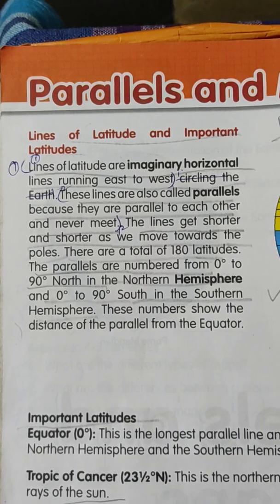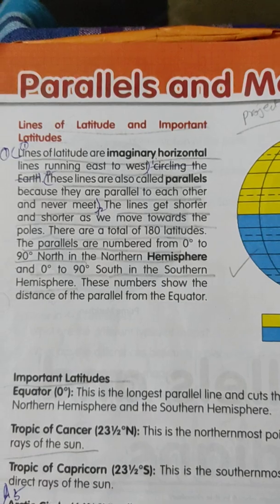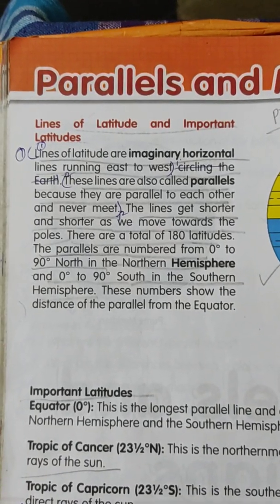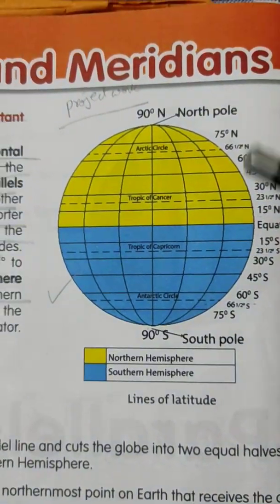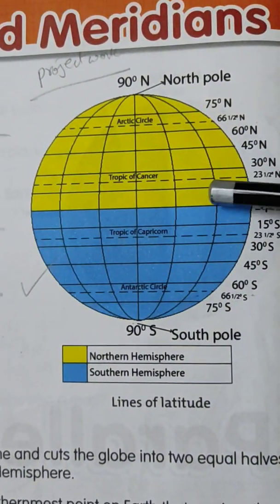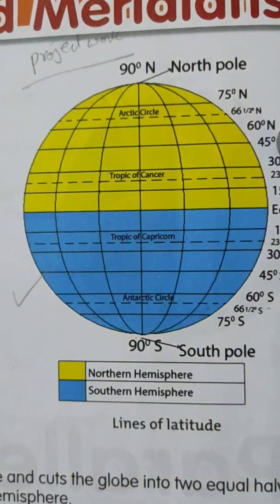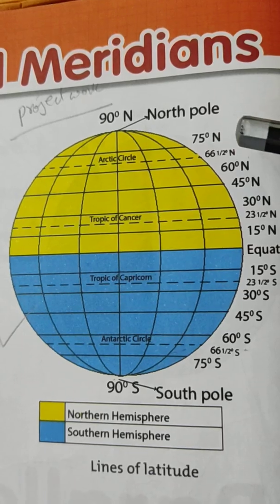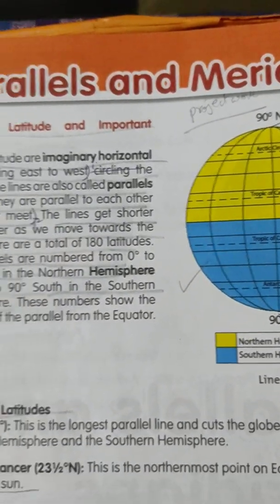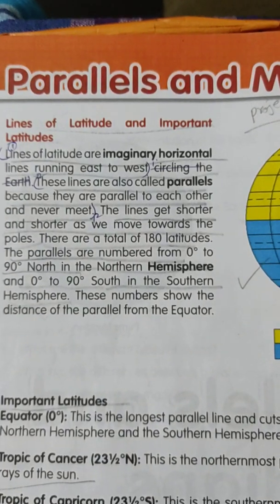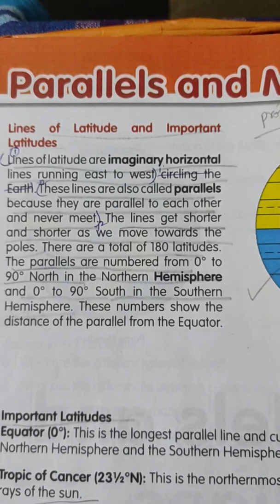The lines get shorter and shorter as we move towards the pole. Just now I showed you, children. See, these lines are getting shorter and shorter, right? That is 15 degree, 30 degree, 45, 60, like that. They are moving towards the pole.